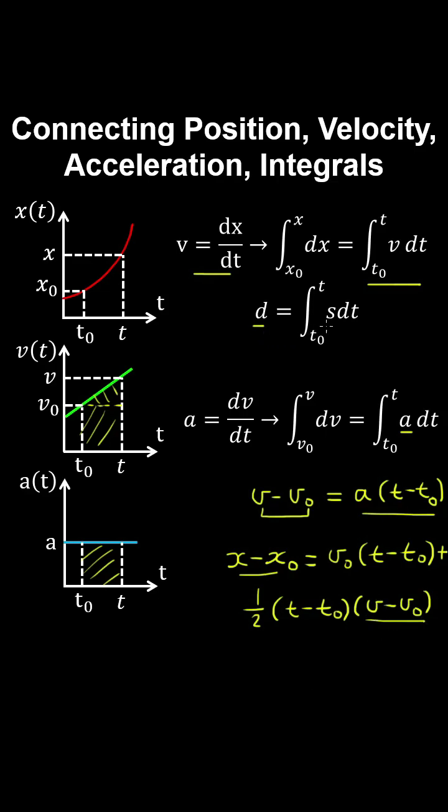And the distance can be obtained by integrating the speed with respect to time. So remember that the speed is the magnitude of the instantaneous velocity, and that gives us the distance, which is a scalar quantity, whereas the displacement is a vector quantity which has a direction.